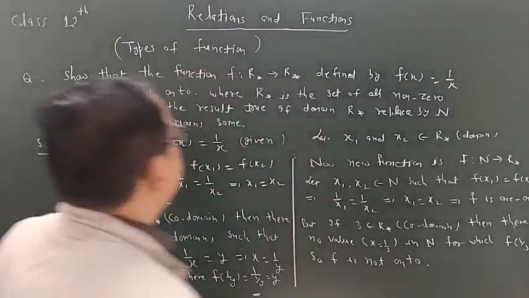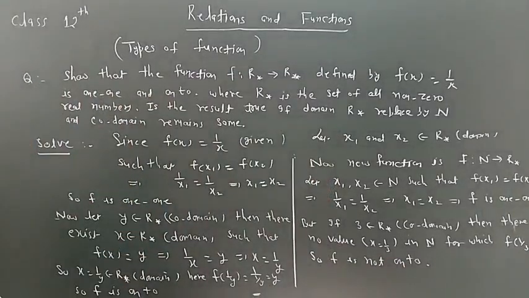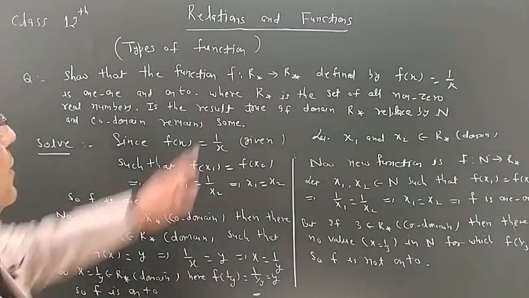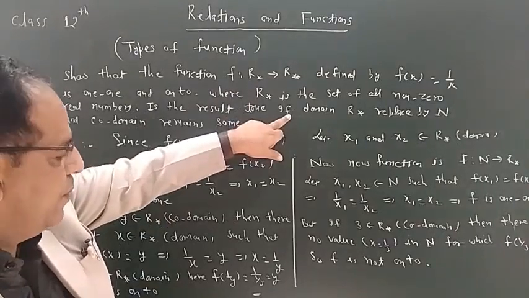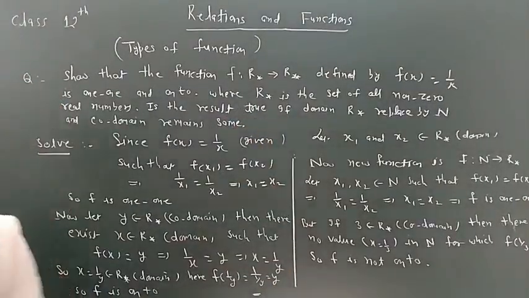This is the first problem of your NCERT book, in which we want to prove this function is one-one and onto, but if the domain is changed, the function is one-one but not onto. Thank you.